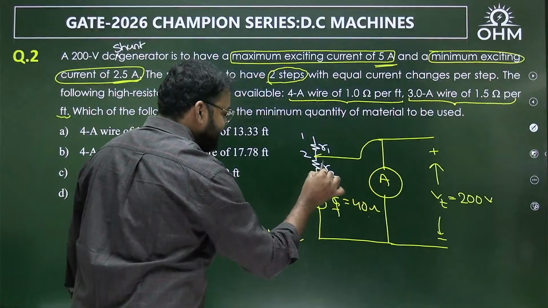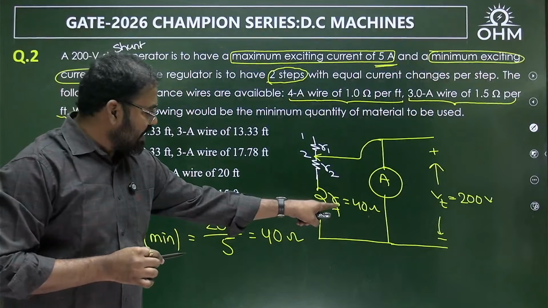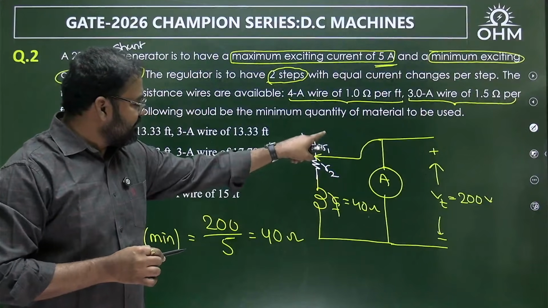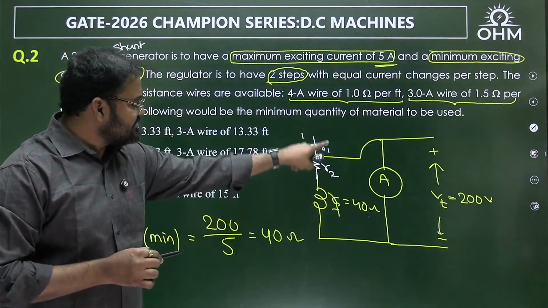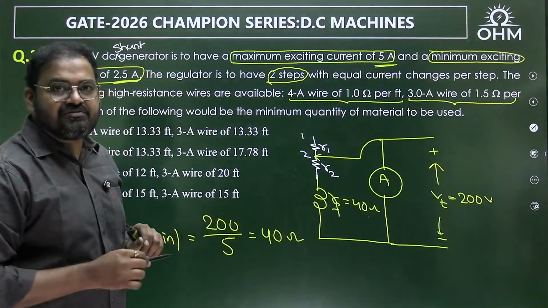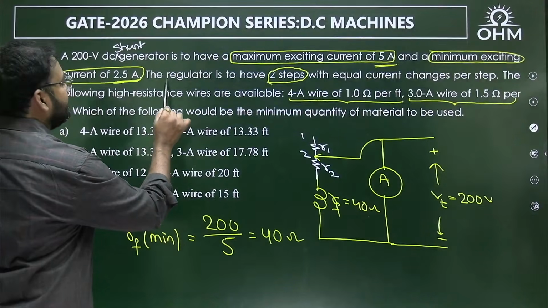If I place the regulator at step number 2, what is the resistance offered? Rf plus R2, correct or not? If I place it at step number 1, then the overall resistance would have been Rf plus R2 plus R. But one important question that was given in the problem, what is that resistance? Please read the regulator discussion.